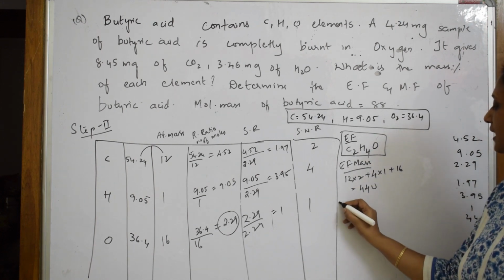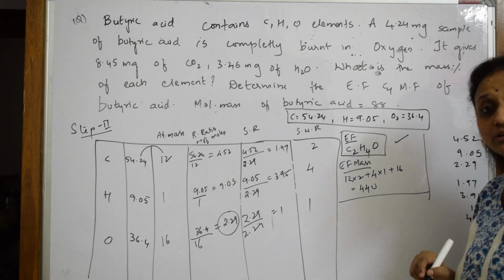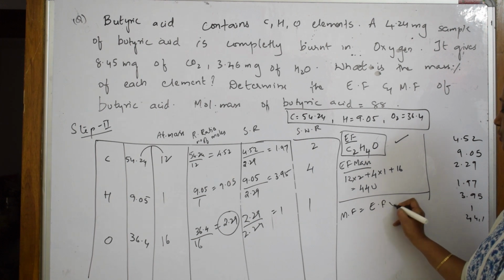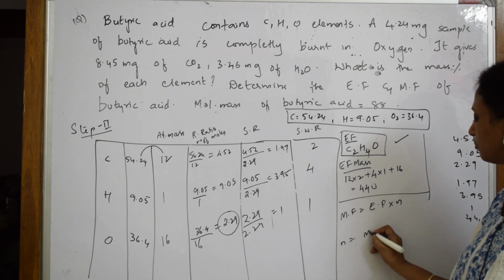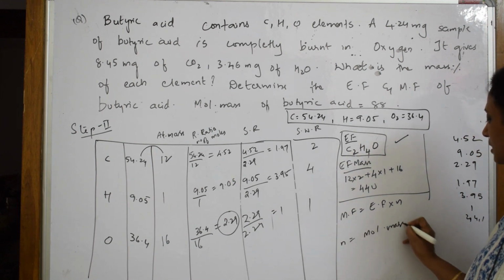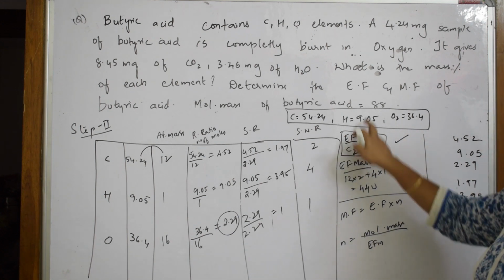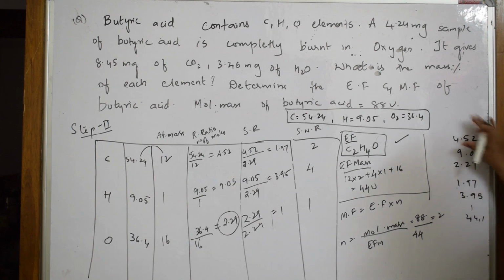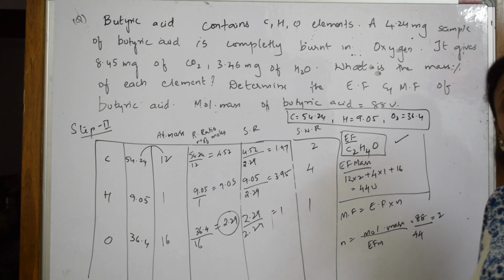Now come back. I have to find out what they've asked. Empirical formula, I did that. Then they've asked me to calculate the molecular formula. So molecular formula is equal to empirical formula into n. But what is n? n is nothing but molecular mass divided by empirical formula mass. What is the molecular mass given? 88 u. So 88 divided by 44, how much do I get? I get 2.